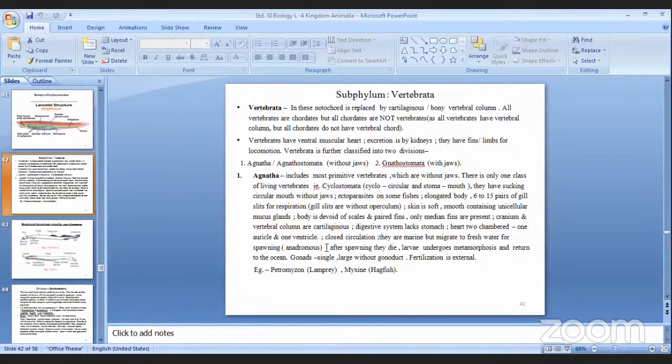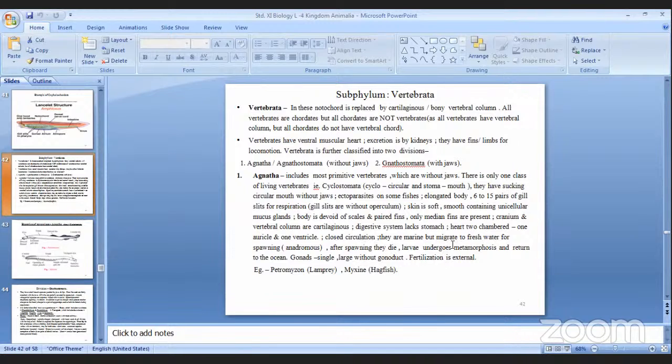Cranium and vertebral column are cartilaginous. Students, bone is hard, while cartilaginous is soft. Clear? The digestive system lacks a stomach. The heart is two-chambered, in which one is an auricle and one is a ventricle. And a closed type of circulation is there. I told you what is open and closed type of circulatory system. Closed type of circulatory system means what, students? That the blood is pumped in the blood vessels.